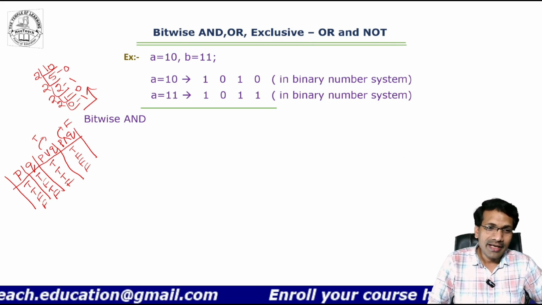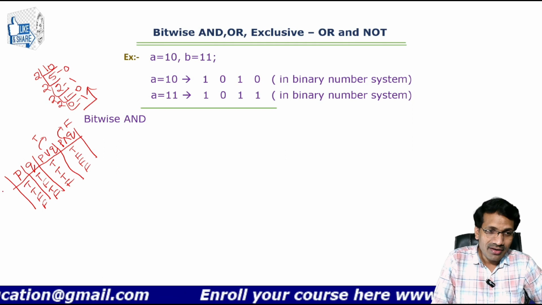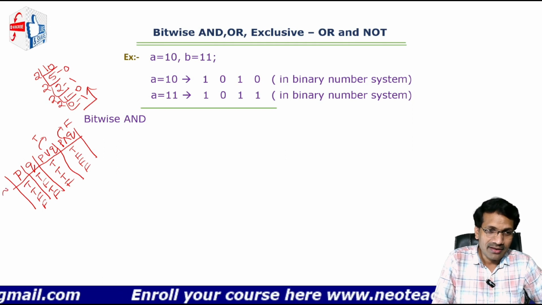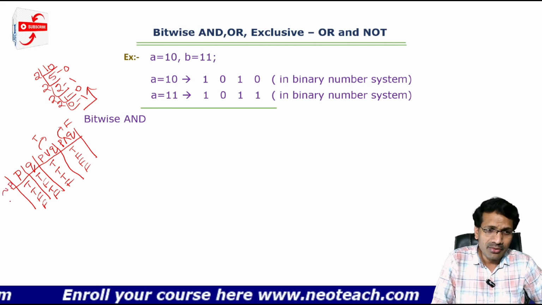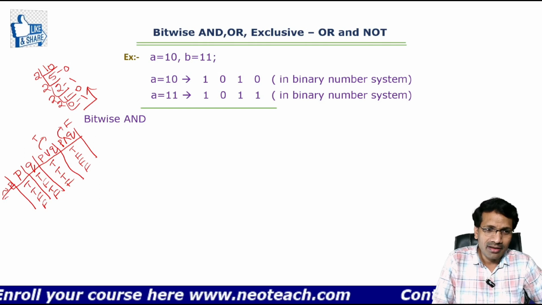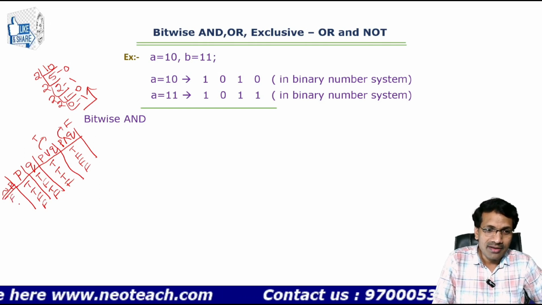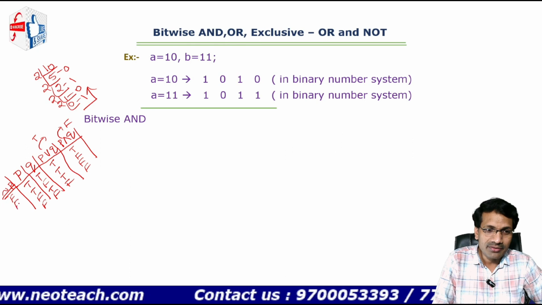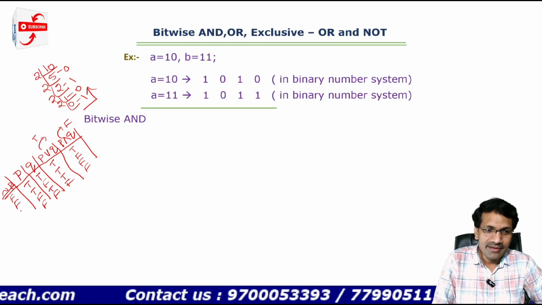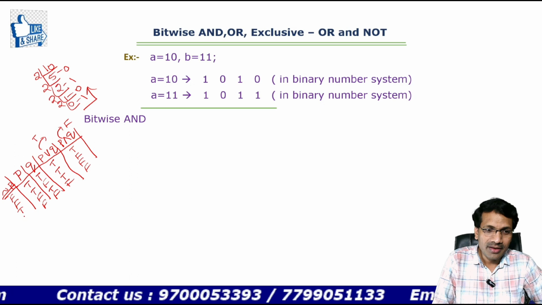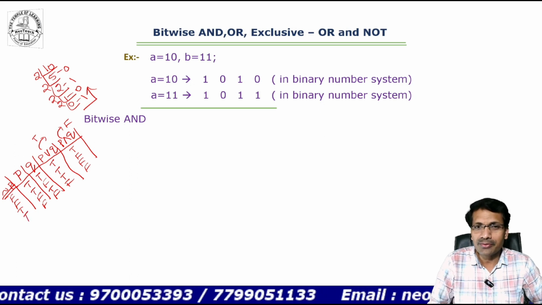Negation also we will take. I will write negation P, which is not P. If P is true, we will get false, and if P is false, then we will get true. It is the complete opposite. If it is true, we get false.